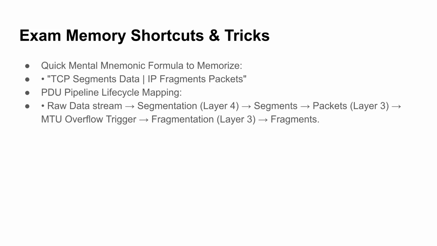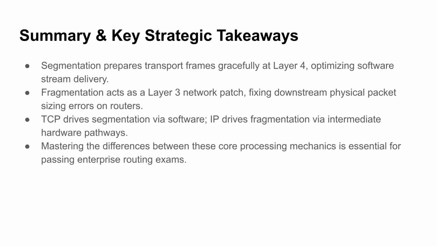Follow this PDU pipeline. A raw data stream is segmented at layer 4, travels as packets, and if a limit is hit, is fragmented at layer 3. In summary, segmentation optimizes software delivery at layer 4, while fragmentation acts as a layer 3 patch for physical link constraints. TCP drives segmentation, and IP drives fragmentation. Mastering these mechanics is essential for passing your enterprise routing exams.